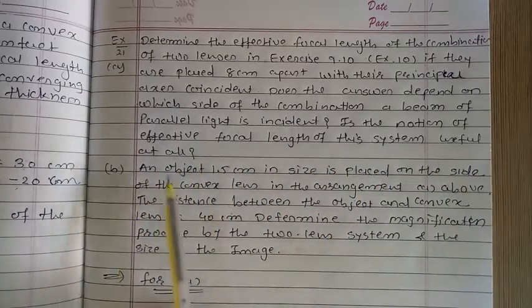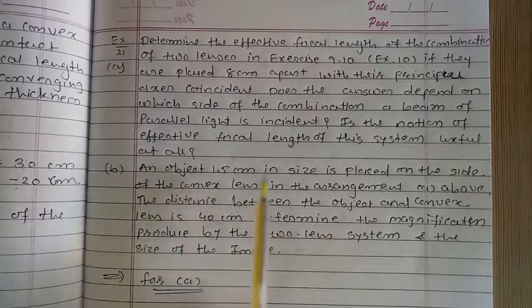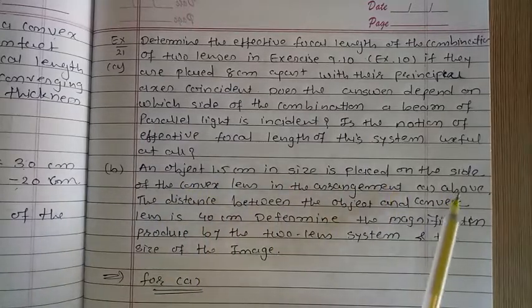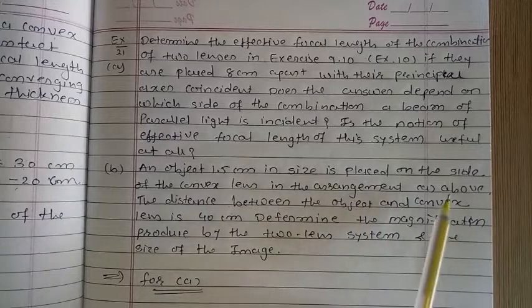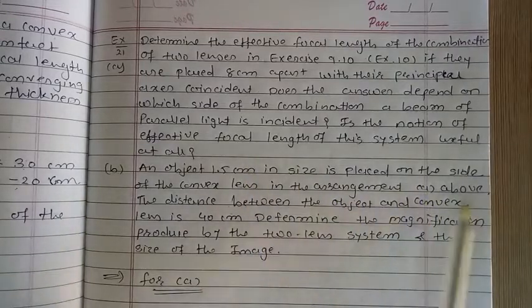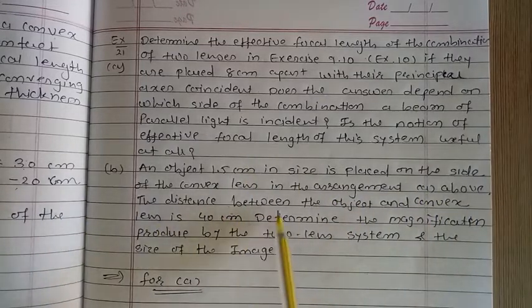And B, an object 1.5 cm in size is placed on the side of the convex lens in the arrangement in case A, about the distance between the object and the convex lens is 40 cm. Then determine the magnification produced by the two lens system and the size of the image, right?